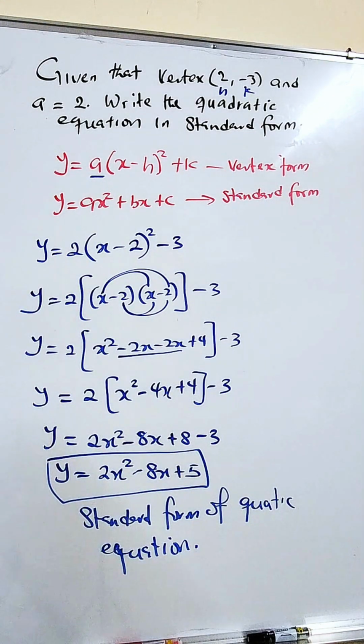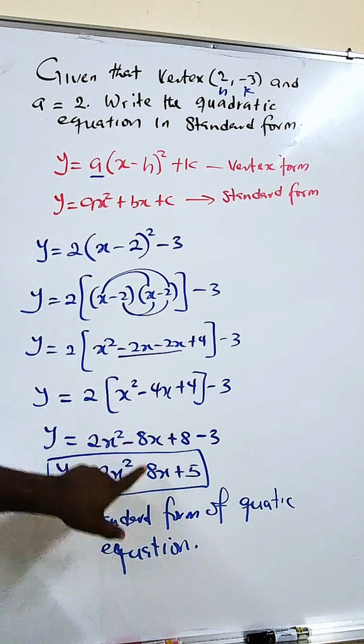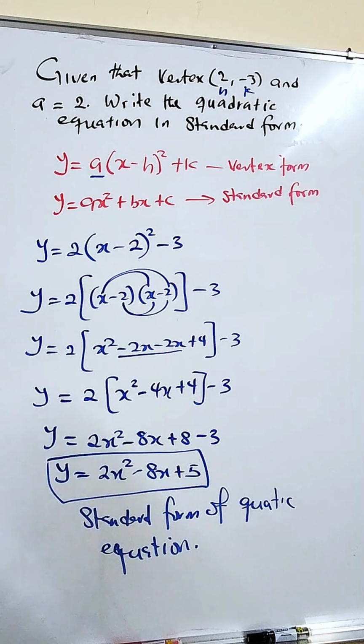That is how to do it. So you can see it is in terms of ax squared, this is bx, and of course 5 is our constant, and that's how to do it. Hope this helps.